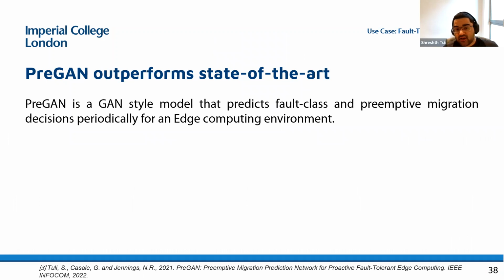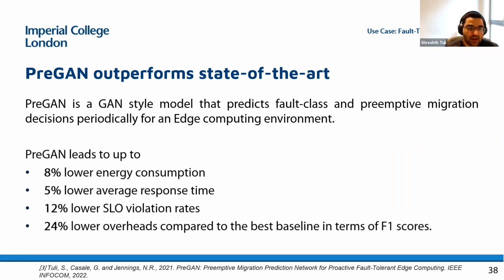So the high detection and classification accuracies of Pregan, again, also translate to higher QoS scores. So this gives additionally 8% lower energy consumption, 5% lower response times, 12% lower SLO violations. It is able to correctly identify faults and give higher classification accuracies.